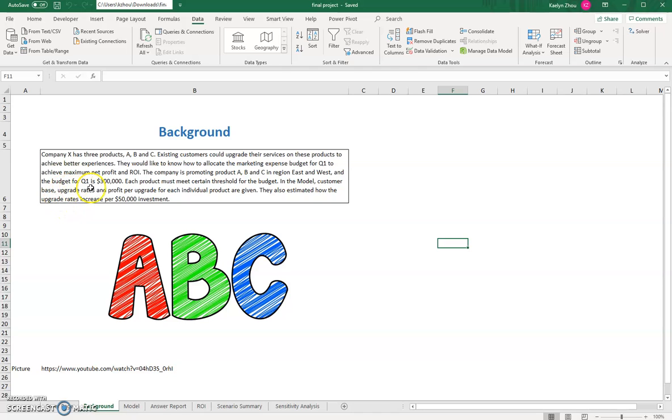The budget for Q1 is 300,000. Each product must meet a certain threshold for the budget. In the model, customer base, upgrade rates, and profit per upgrade for each individual product are given. They also estimated how the upgrade rates increase per 50,000 investment.